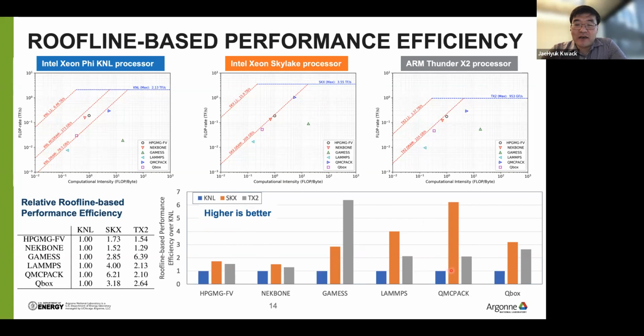And in the QMCPACK case, as I mentioned before, the SOA optimized version has performance dependent on the L1 cache bandwidth, right? As a result, its DRAM-based Roofline efficiency is much higher on the Skylake processor, but much lower on the ThunderX2.